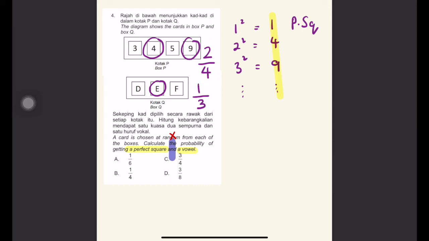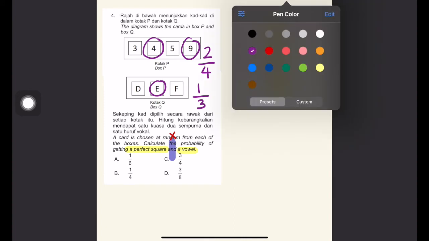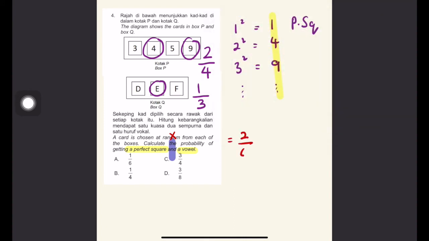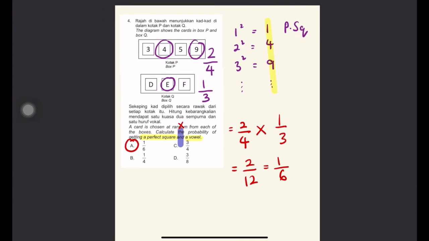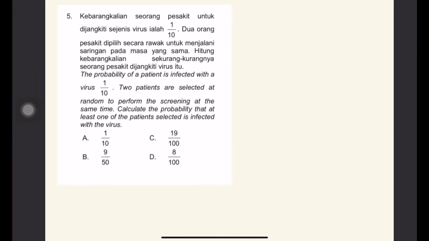Okay. So what is the answer for this question? They want us to find the probability of getting a perfect square and a vowel. So perfect square is 2 over 4, and is times, a vowel is 1 over 3. Okay, so press your calculator. We get 2 over 12. Okay, ada tak 2 over 12? Tak ada. So we need to simplify it further. So it will be 1 over 6. So adalah 1 over 6. So that is our answer. Okay. Number 5.